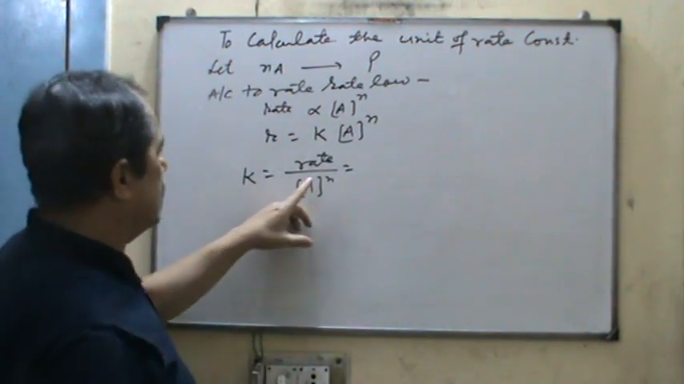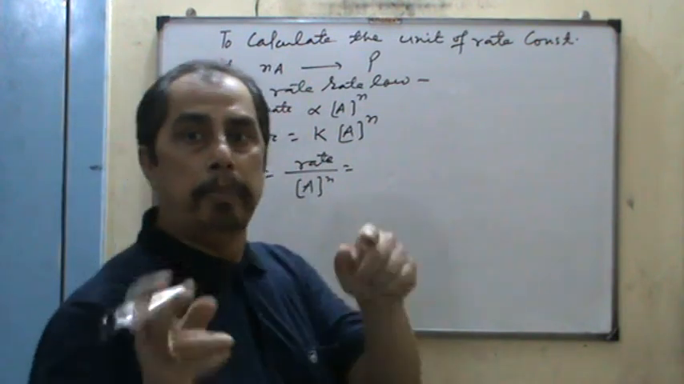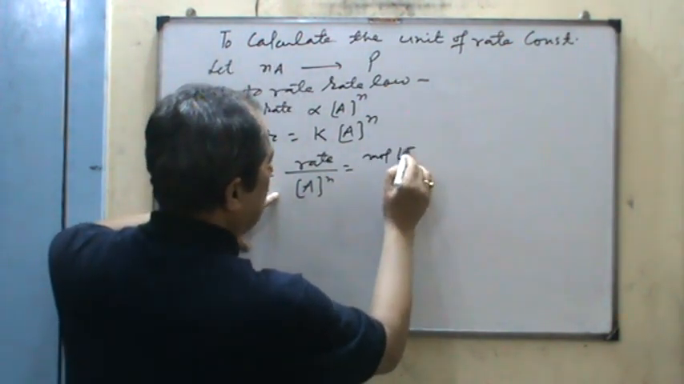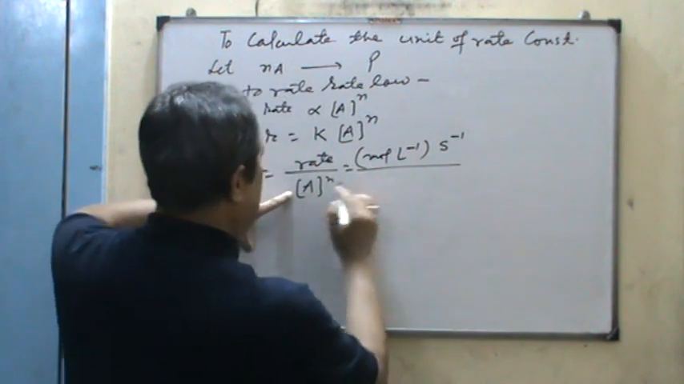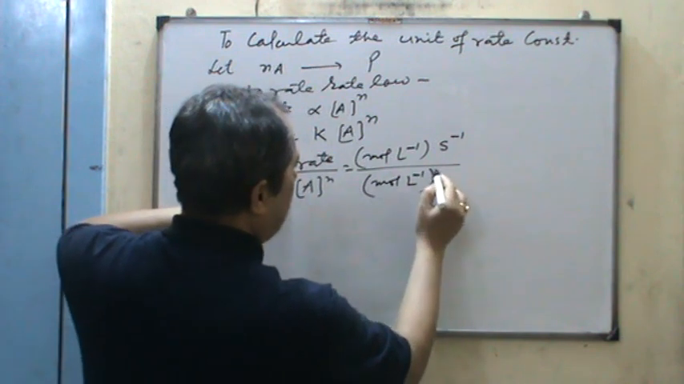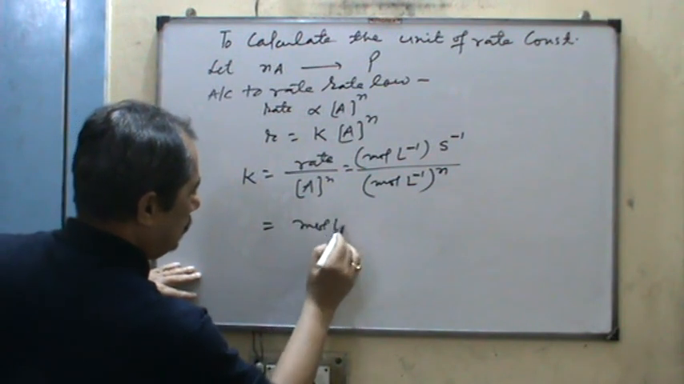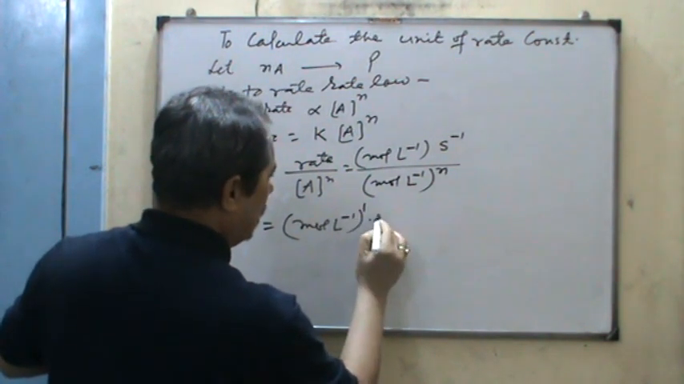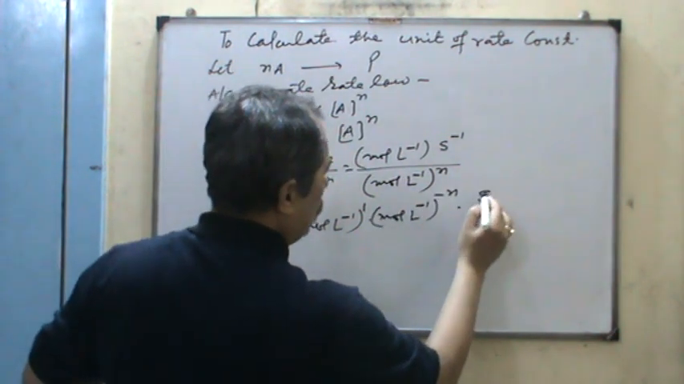Anybody tell me what is the unit of the rate? The rate at which the reaction takes place, the change in concentration per unit time, is the rate of reaction. So here you put mole liter^-1 second^-1 as the unit of the rate of reaction, and then it is the concentration. So there you take (mole liter^-1)^n. So finally you can take mole liter^-1 divided by (mole liter^-1)^n, that is, 1 into mole liter^-1 to the power (1 minus n) into second^-1.